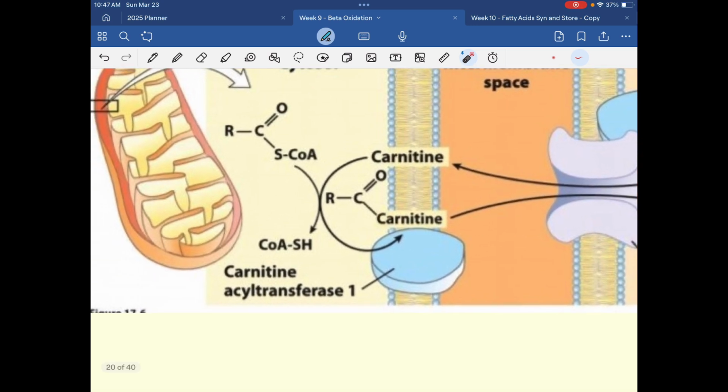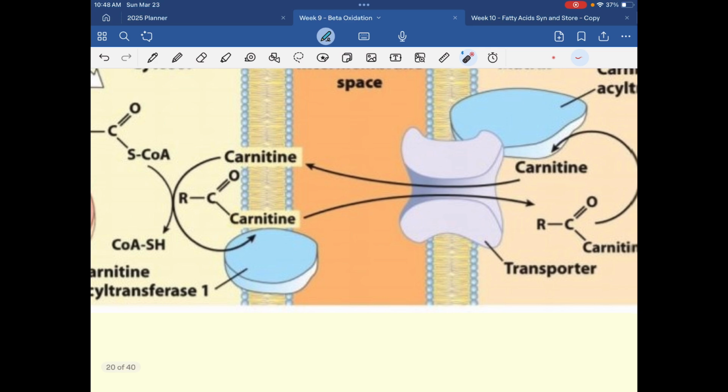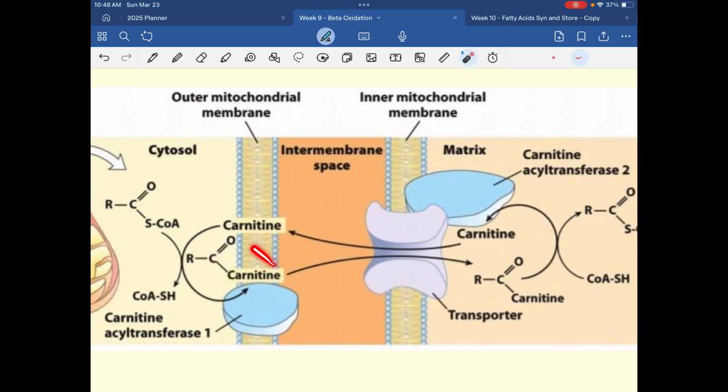And it's going to take this activated fatty acid and a carnitine. It's going to mush them together. It's going to spit out that coenzyme A. This coenzyme A is going to be reused. And now, instead of that coenzyme A attached to our fatty acid, we have a carnitine attached to our fatty acid. That's going to allow this carnitine fatty acid into the intermembrane space. So that's membrane 1 crossed.